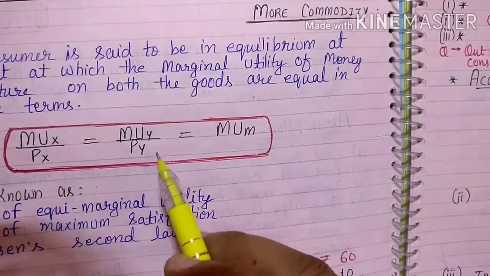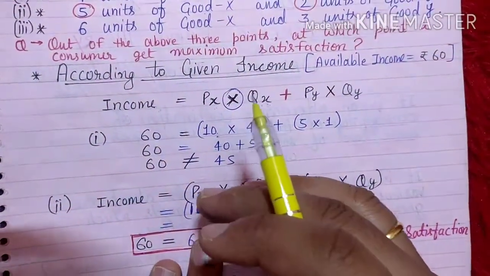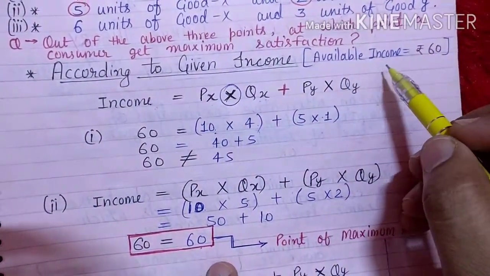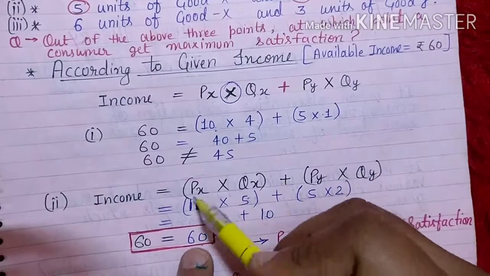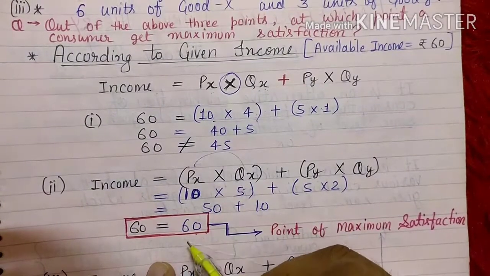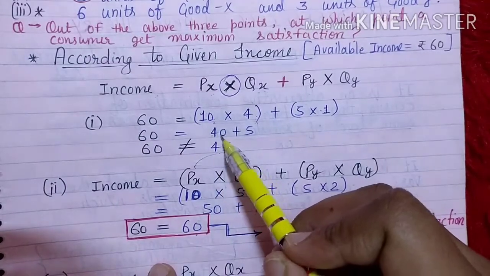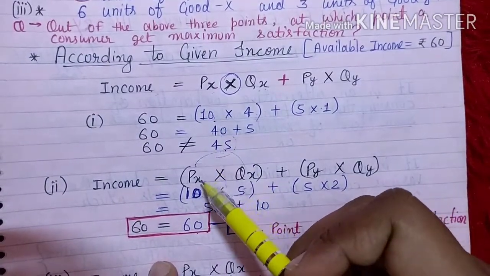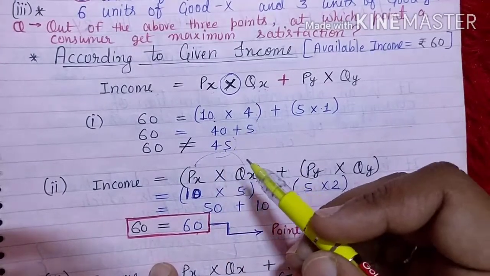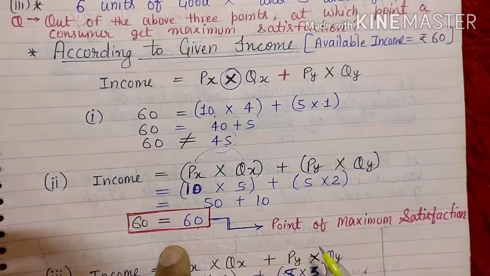Now here see what we have learned. MUx upon Px equals MUy upon Py, so it came the same at 3 points. So when we have to check at which point we will get maximum satisfaction, that is a point where we get an amount equal to our income. That is the formula. Okay, now see why I'm saying this is the point of maximum satisfaction. In the above point, it's coming rupees 45, it means we are spending only 45. So how can we get maximum satisfaction? Because still 15 rupees are left, so we can consume more. That's why it is not the point of maximum satisfaction. That's why the second point, which comes 60 equal to 60, is the point of maximum satisfaction only.